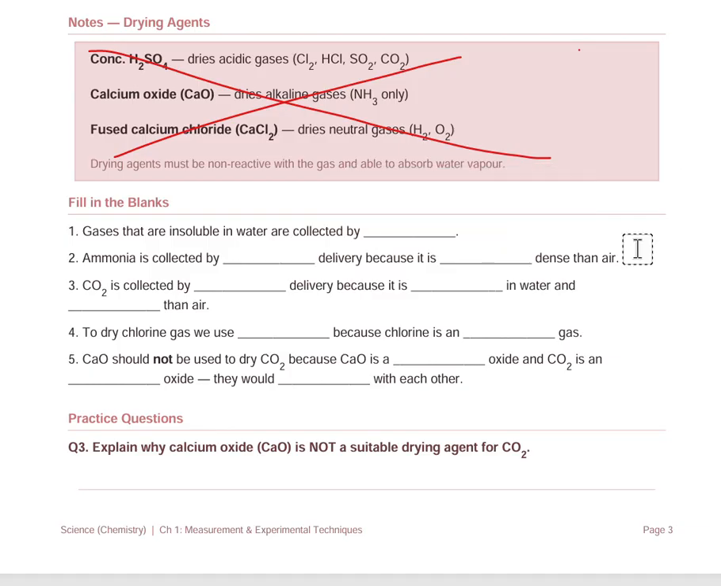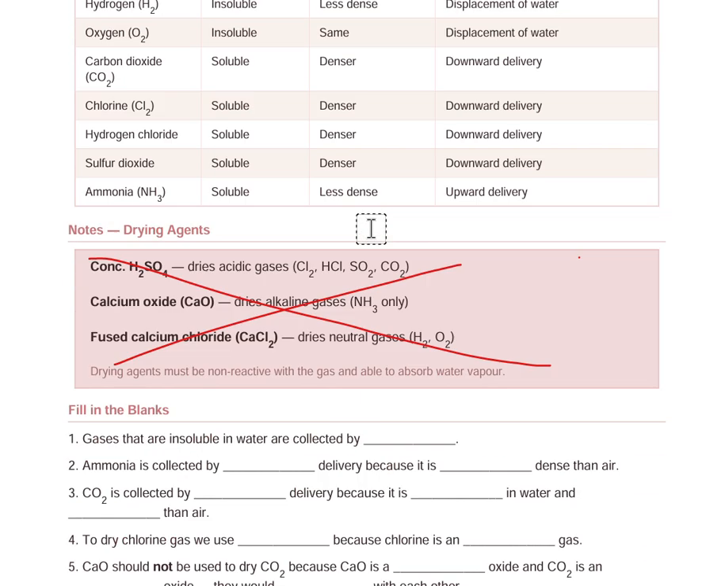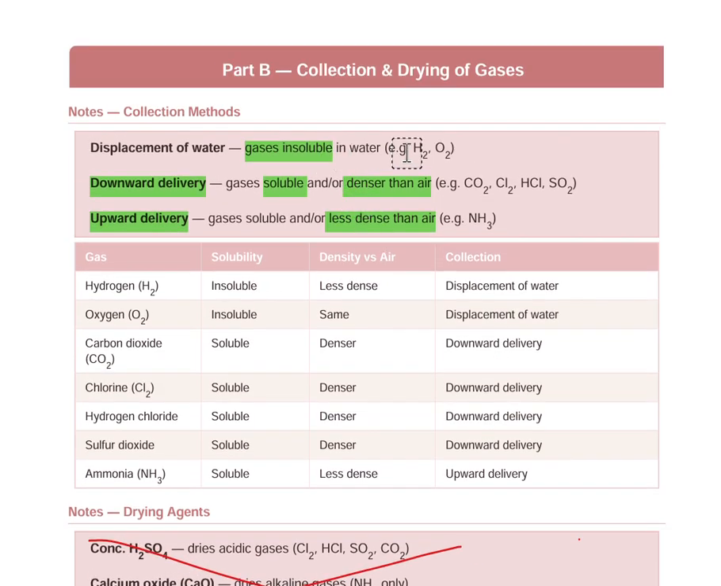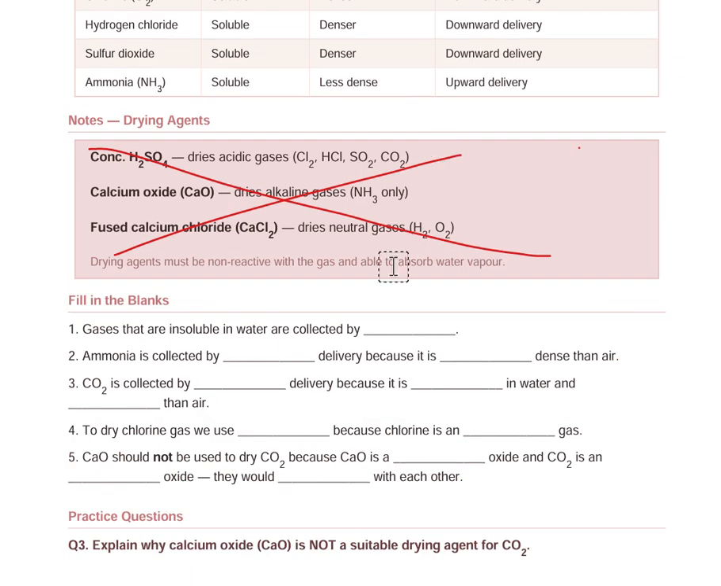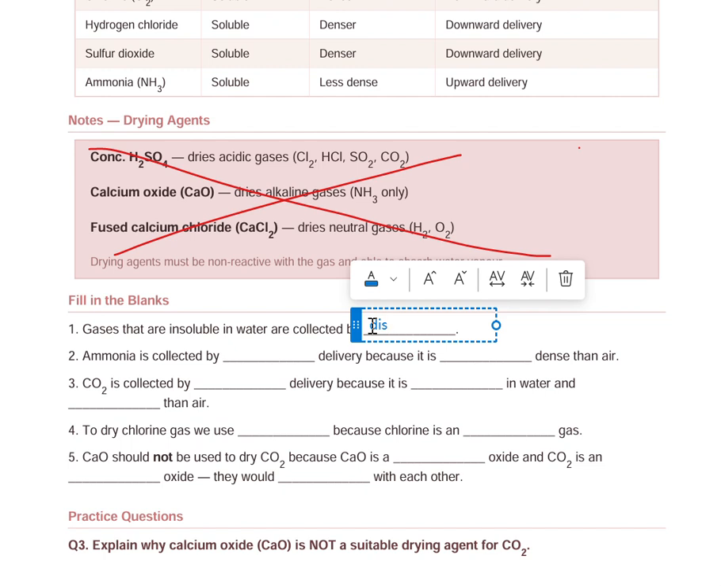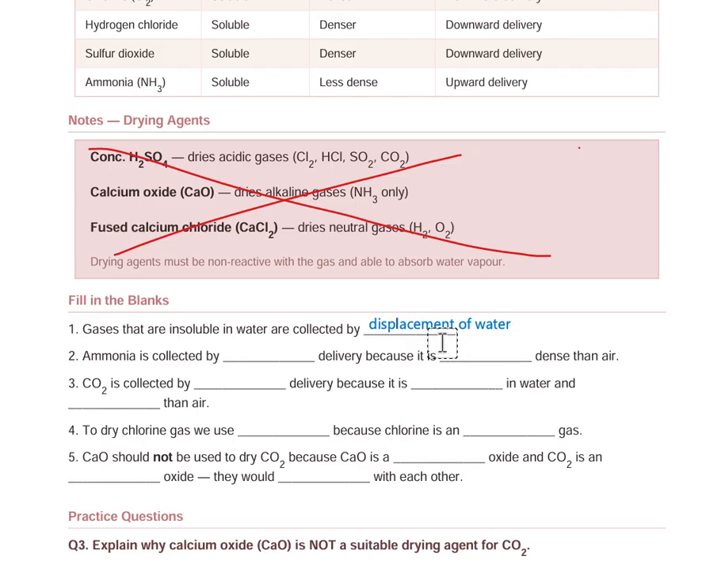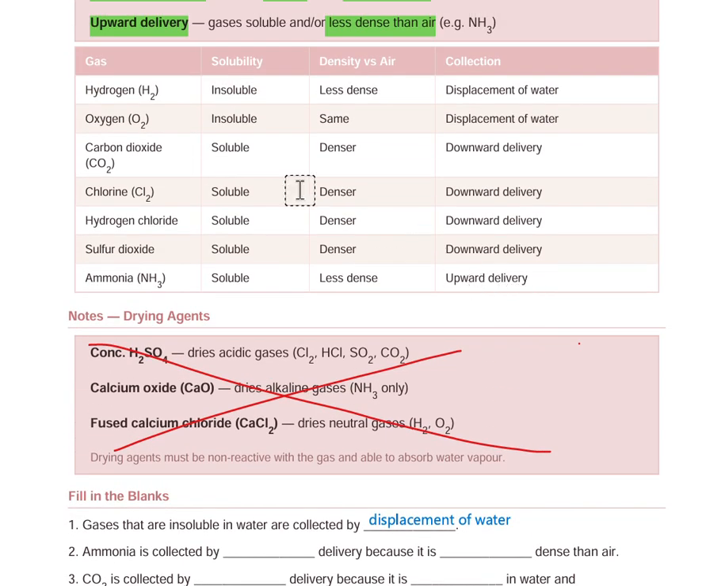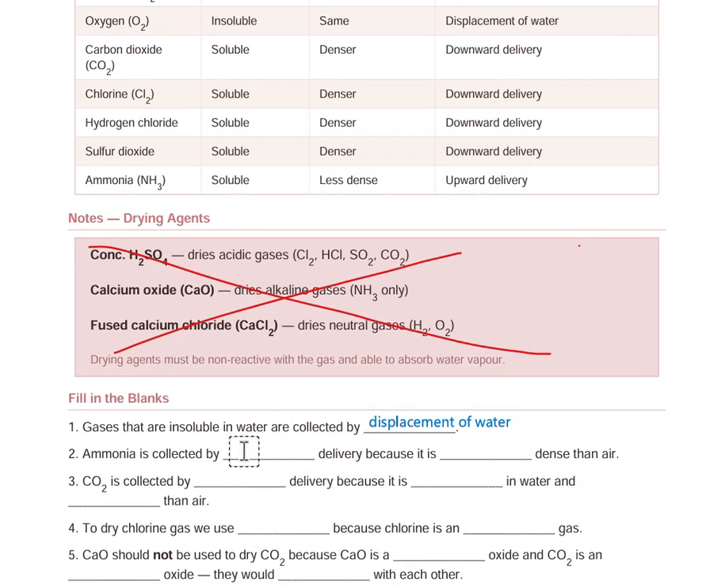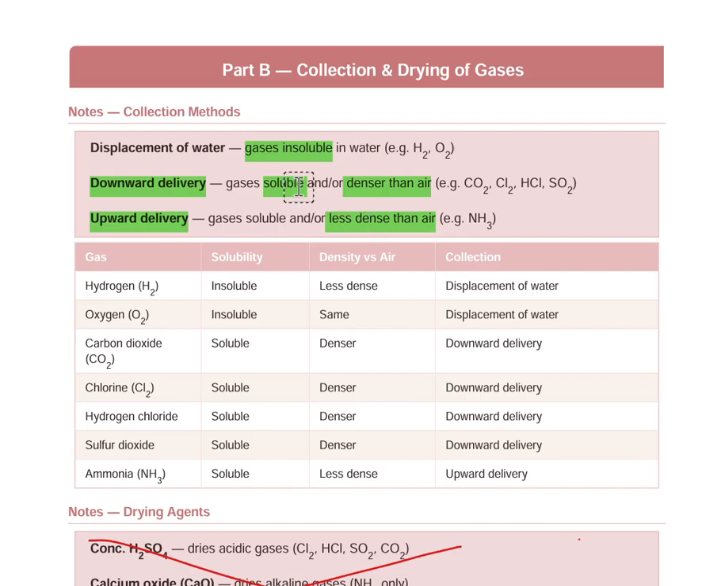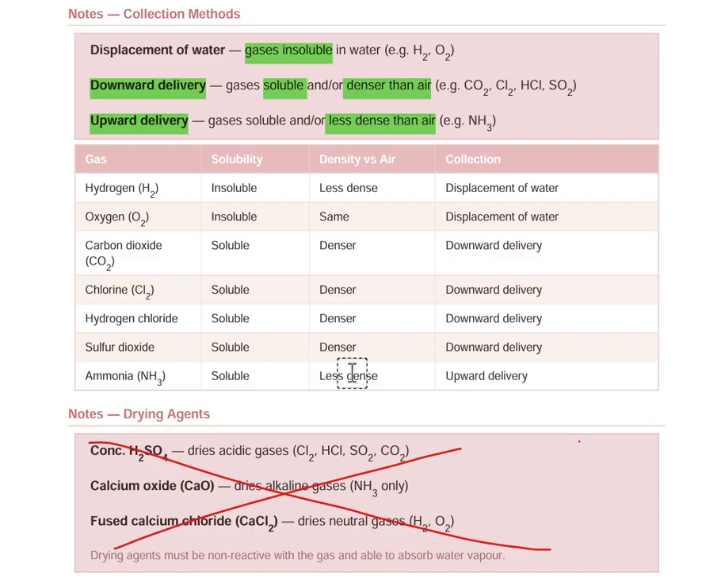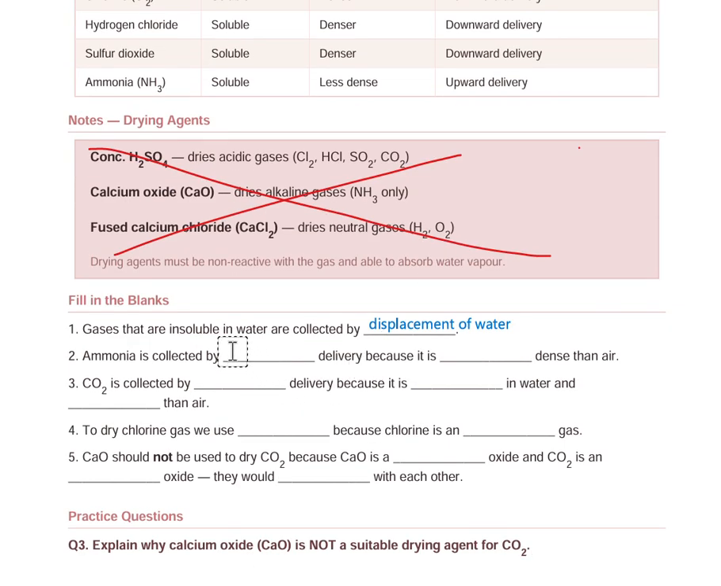Okay, first question: gases that are insoluble in water are collected by, as stated just now, displacement of water. So let's write displacement of water. Next, ammonia is collected by what delivery because it is what than air? So let's check for ammonia. It's soluble, so it's in the deliveries over here. Downward or upward delivery: it is less dense than air, so it's upward delivery.